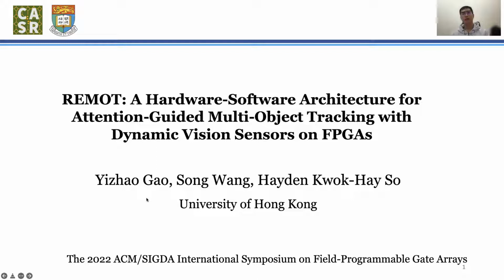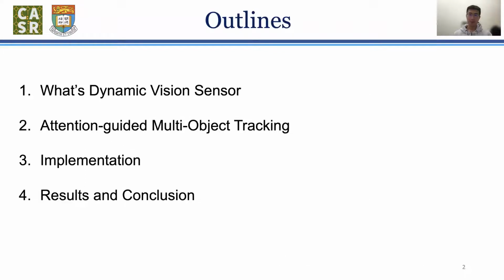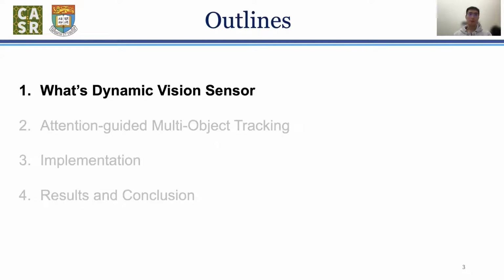Today, I'm going to introduce our paper, REMOT, a hardware-software architecture for attention-guided multi-object checking with dynamic vision sensors on FPGA. In this presentation, I'm about to show you some interesting opportunities and challenges in processing events from dynamic vision sensors, and how we build the hardware-software architecture based on the concept of attention. Finally, I will show you some implementation and results of our framework.